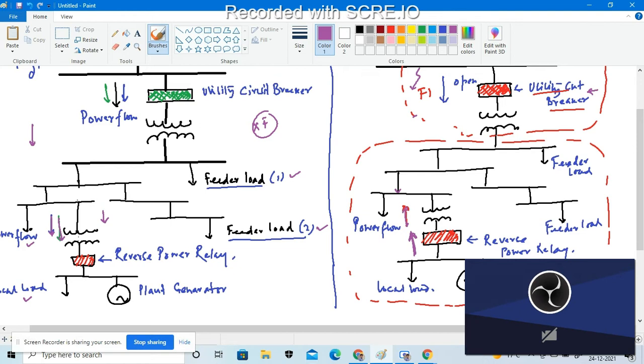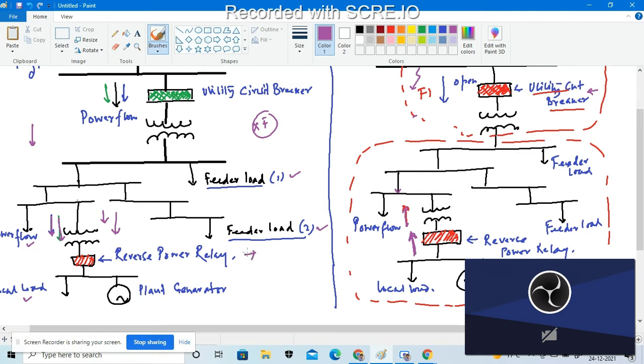Okay, so in the pre-fault state, the power that was being fed to the plant, this reversal of the power flow can be used to isolate the plant generator and the load from the remaining system. So what will be the function of this particular reverse power relay?